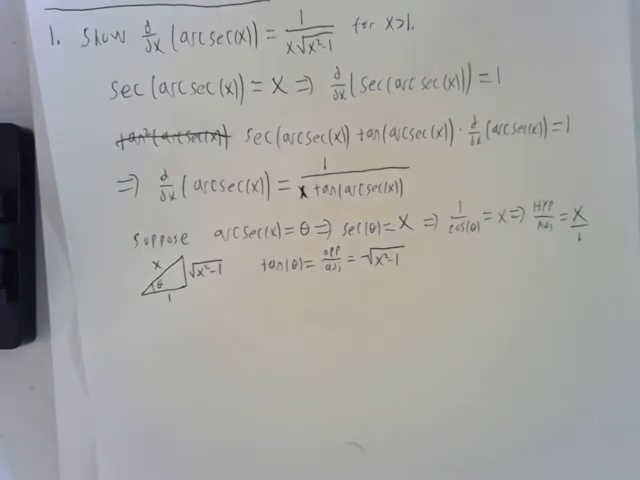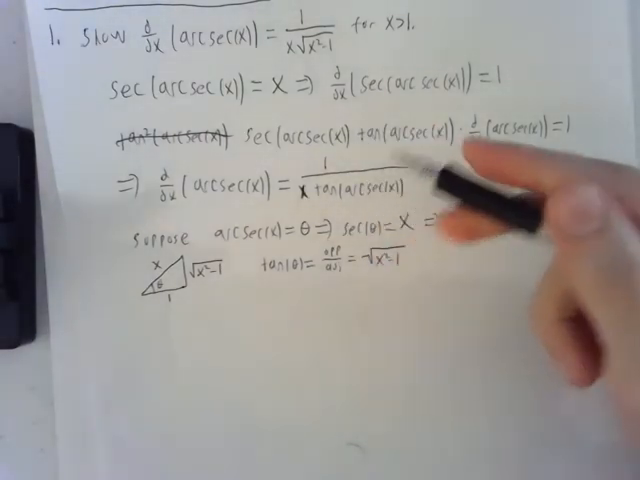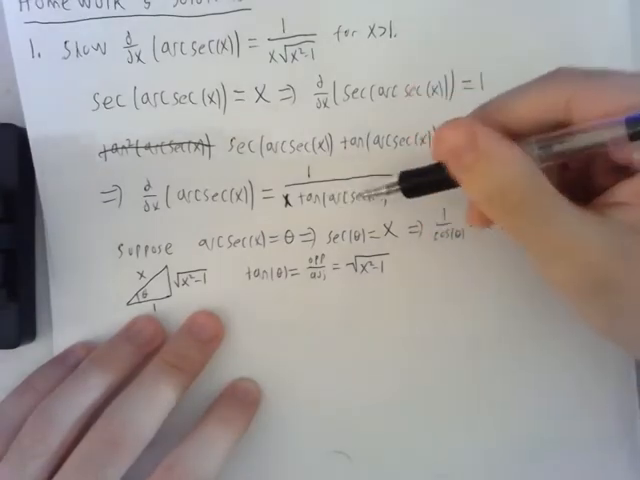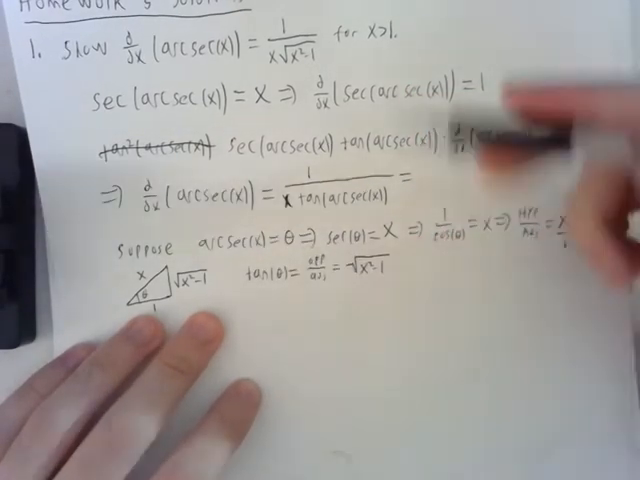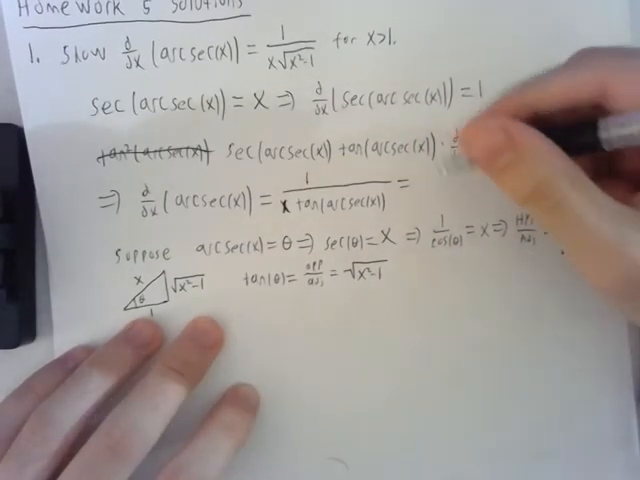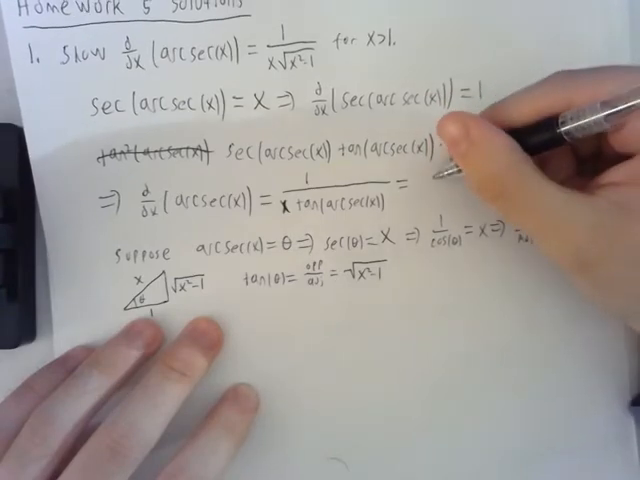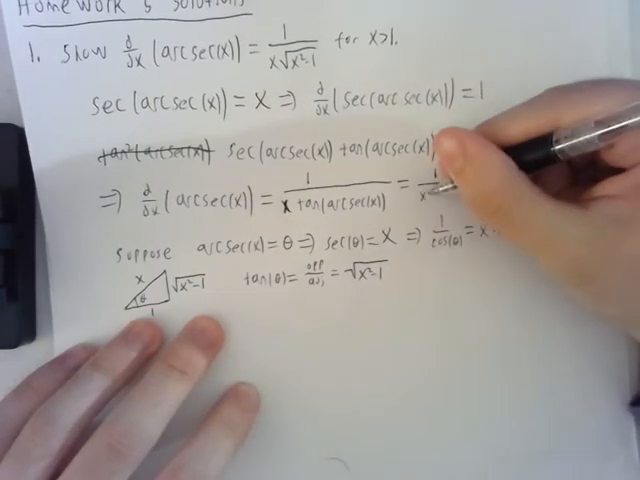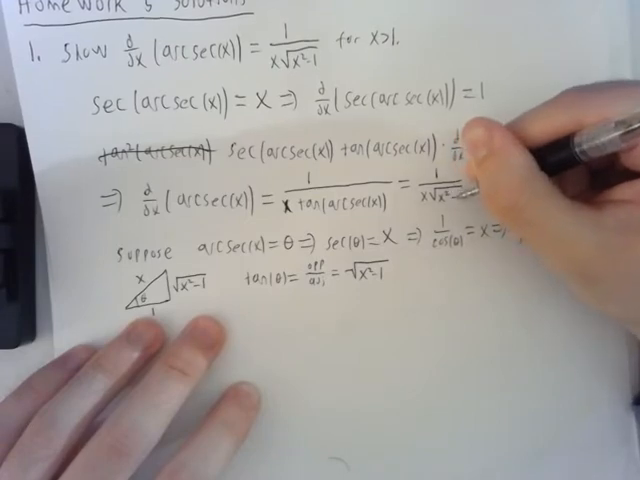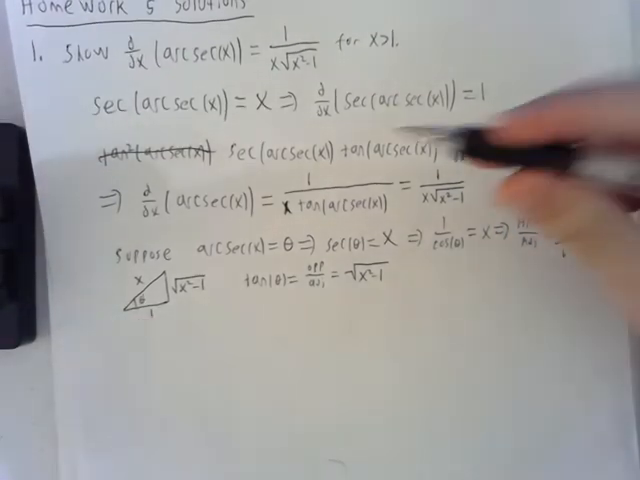So using this, we can go back to our equation up here, and tangent of theta is the same as tangent of arcsecant of x. So we get that the derivative is equal to 1 over x square root x squared minus 1. So we verified that we get what we want for the answer.